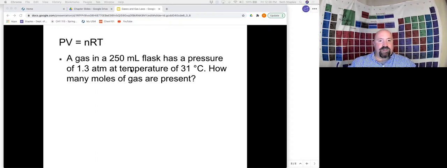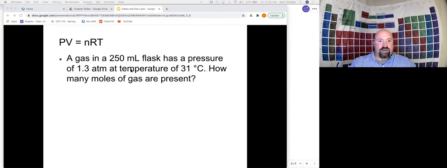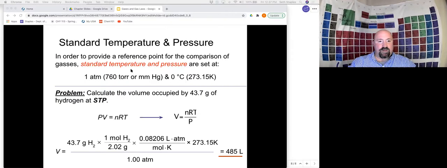So here's just an example. Here we have a gas at a certain pressure and a temperature. We want to know how many moles of that gas are present. So pause the video now and see what you can do. Hopefully you got 0.013 moles of the gas.